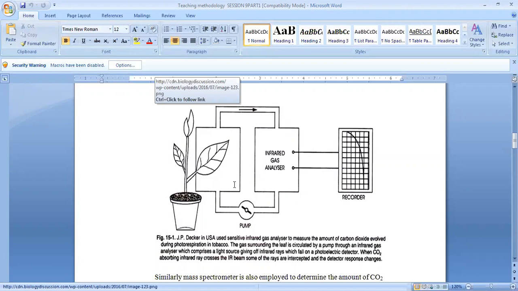So from here, this is a pump. This is the carbon dioxide evolving, and this is the infrared gas analyzer. From here it will pass through, and these are the electrodes which are going to measure, and this is the attached recorder. The amount of carbon dioxide passing through will fall on these photoelectric detectors, and this will give the reading in the form of response changes in the recorder. So this is the basic principle of the gas analyzer.